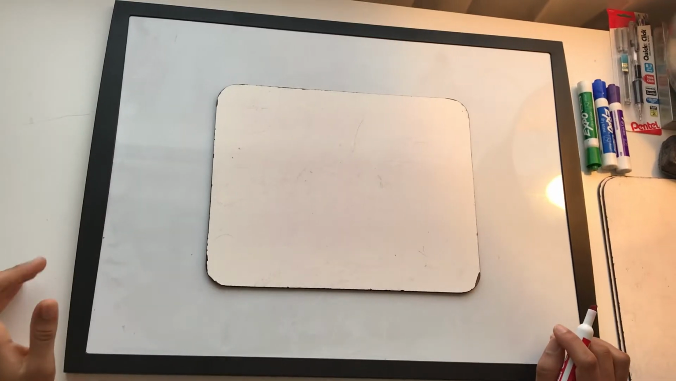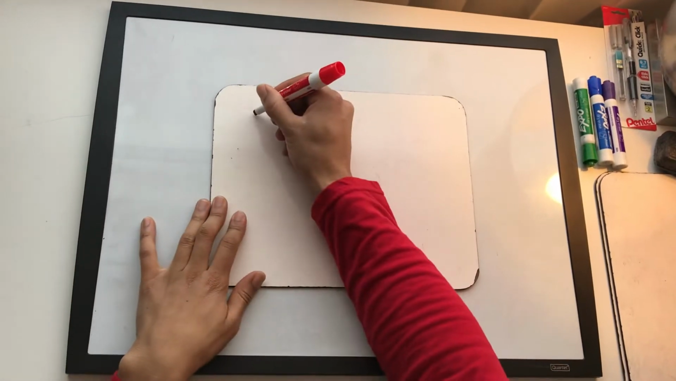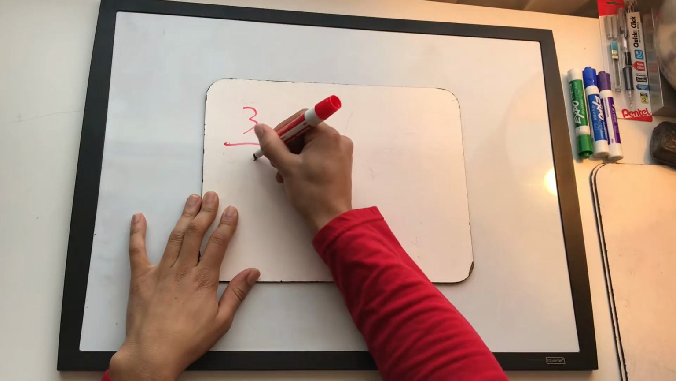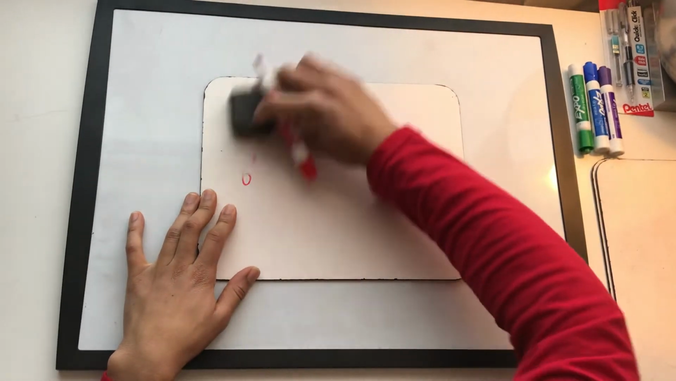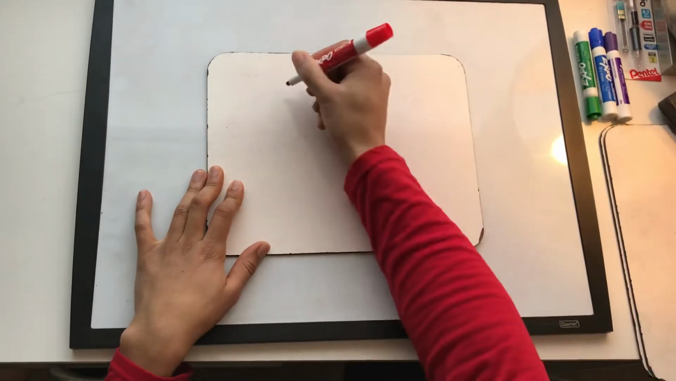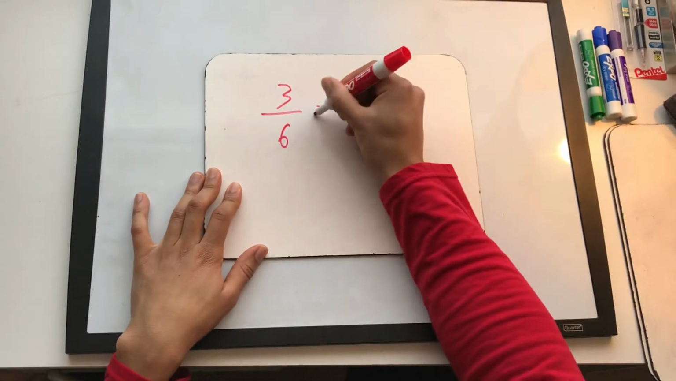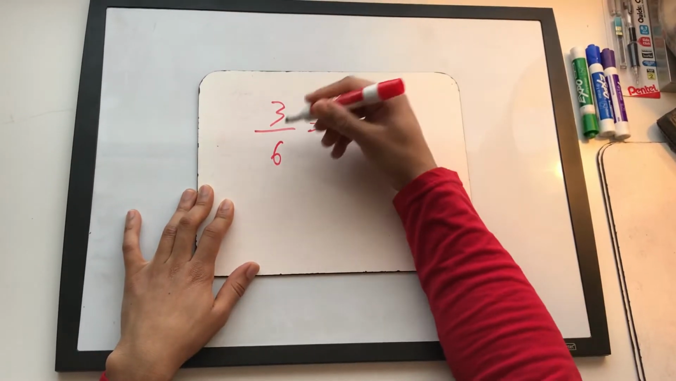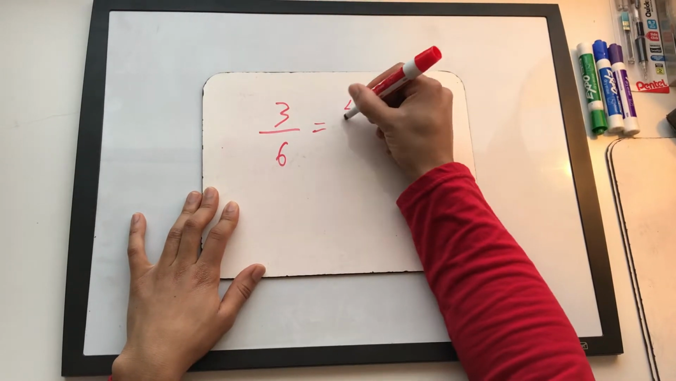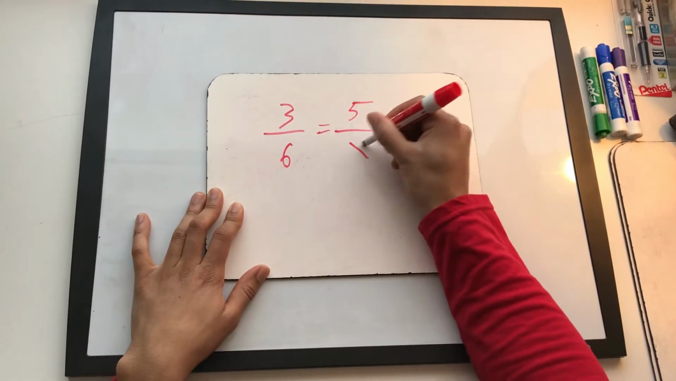In class earlier today, we went over briefly using a skill called cross multiplying to be able to solve for an unknown quantity in a proportion. The proportion I had in class set up was 3 over 6 is equal to 5 over x.